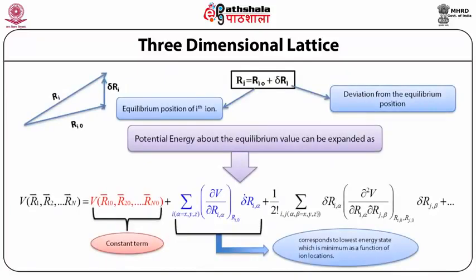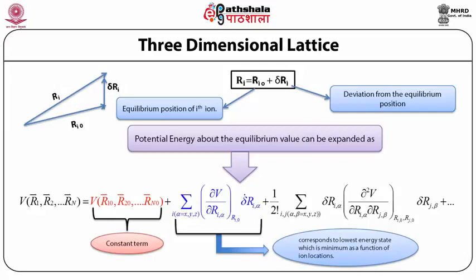Since the ions we are assuming are executing small oscillations about their mean positions, we can write the vector Ri is equal to vector Ri0 plus a small oscillation, vector delta Ri, where this small vector delta Ri is the deviation from the equilibrium position Ri naught of the ith ion. So again I repeat this, the equilibrium position of the ith ion plus the deviation from the equilibrium position makes up the total Ri of the ith ion.